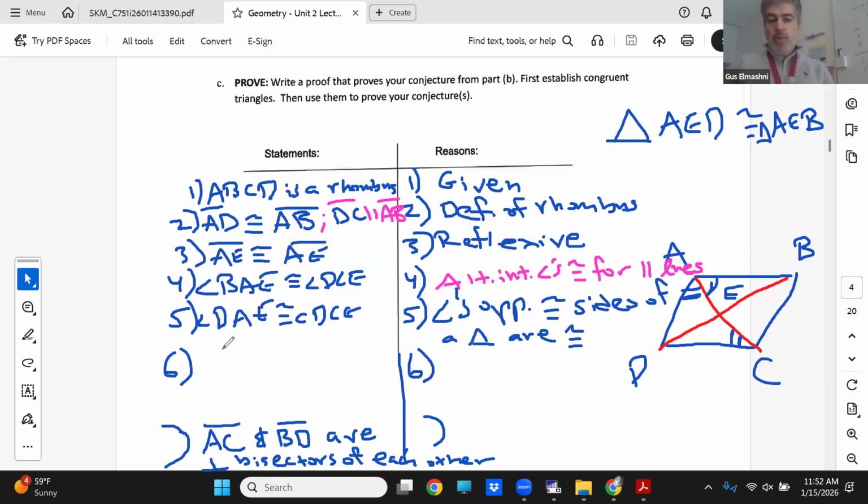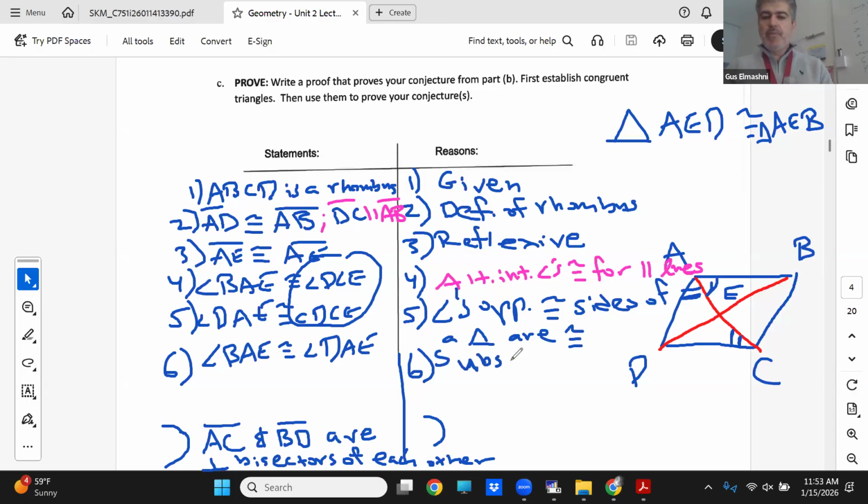Now, Faith, to answer your question, why do we care about that? Angle BAE is the same as angle DAE because they both equal the same thing. They both equal DCE, right? So we call that substitution. You're deliberately replacing DCE with DAE. So those are the same.